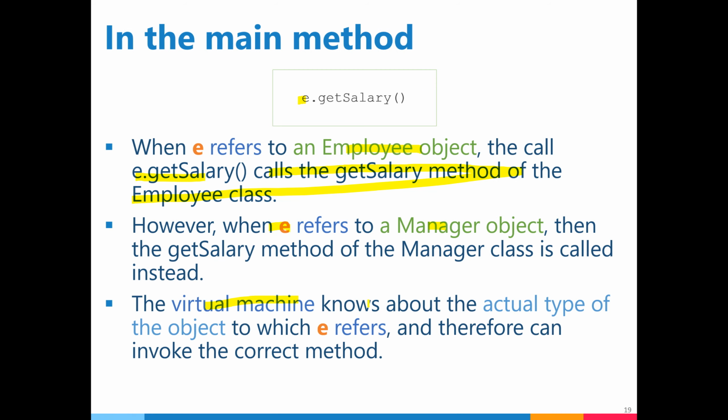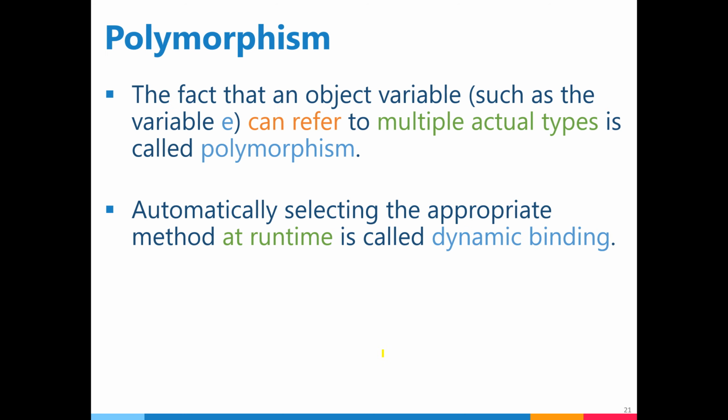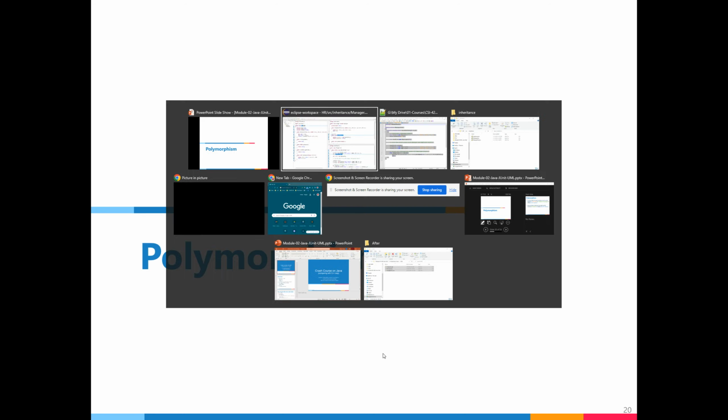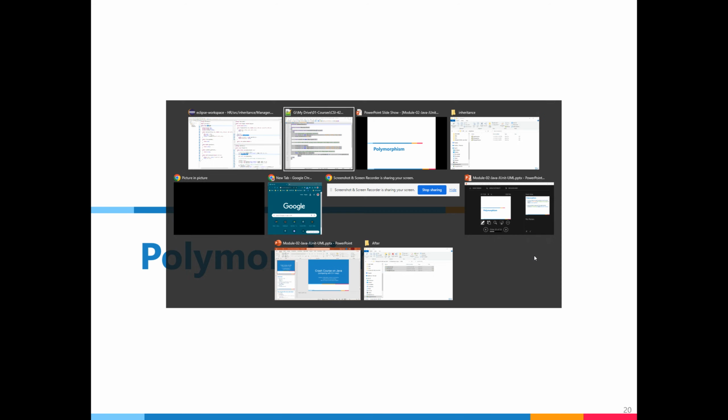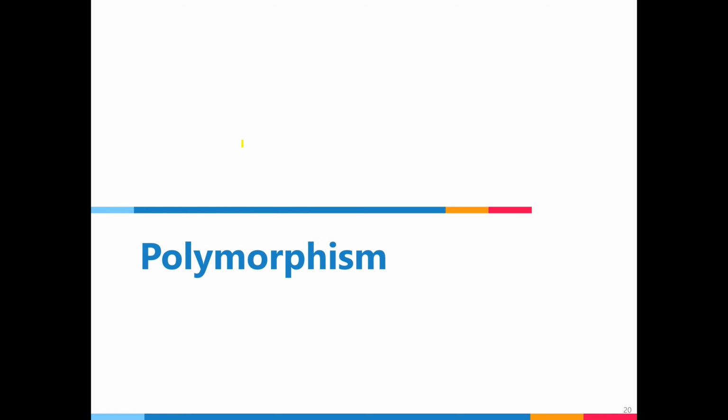The virtual machine knows the actual type of the object to which e refers and therefore can invoke the correct method. Okay, how about this polymorphism? We will come to it, but here, let's look at this code in a little more detail before moving on. Where is the code? Here it is.